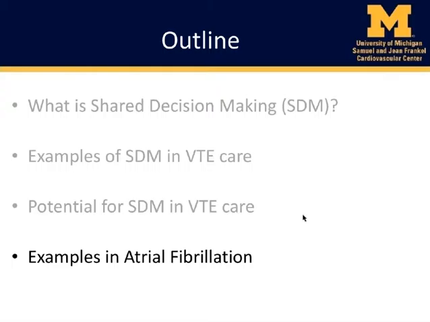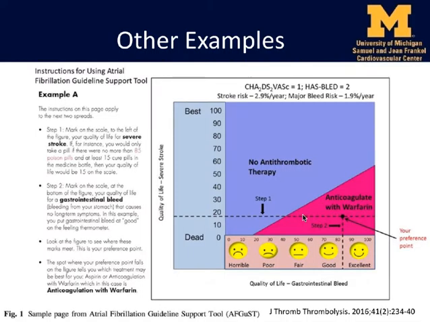So what about atrial fibrillation, sort of the sister group of patients to the venous thromboembolism where we use anticoagulants? Here's a really interesting example that I found. This is from the AF GUST group, and they came up with an interesting way to help patients think about what's important from a risk of bleeding and a risk of stroke. They have a bunch of these different slides, and they're each personalized to the patient. So we know what their risk of stroke is, and we know what their risk of bleeding is.